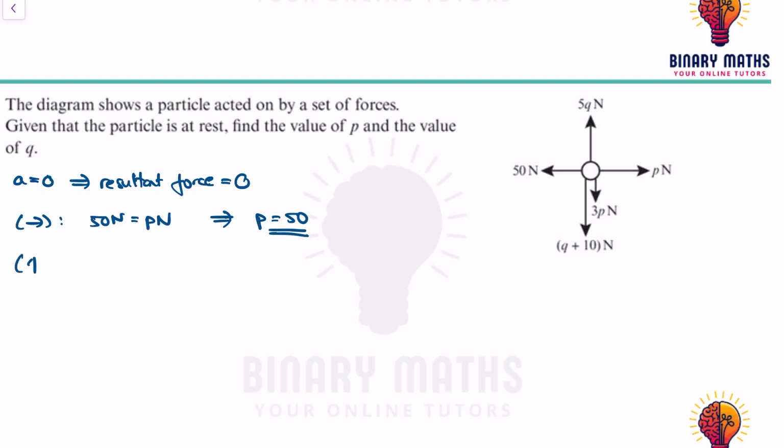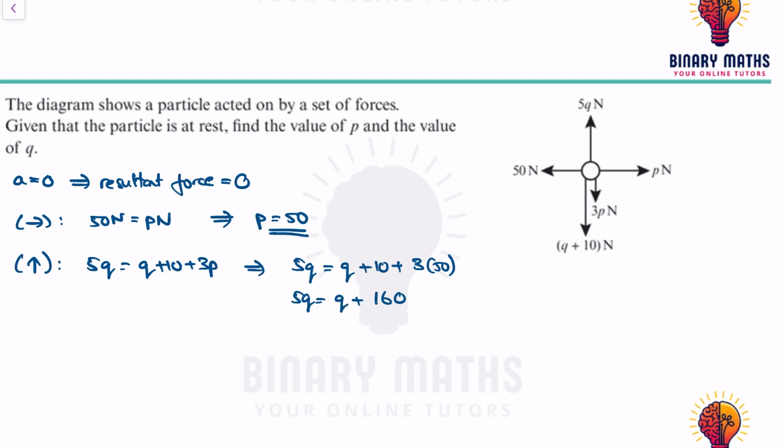If we resolve it vertically, then what we do know is 5Q must be equal to Q plus 10 plus 3P, which implies 5Q is equal to Q plus 10 plus P, which is 3 times 50, which means 5Q is equal to Q plus 160. So 4Q is equal to 160, which means Q must be equal to 160 divided by 4. Q must be equal to 40.